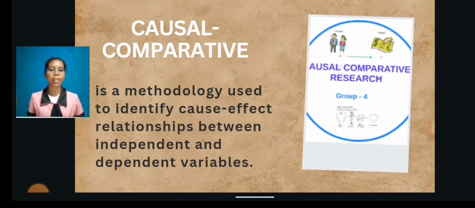It involves selecting two or more groups that differ in a particular variable of our interest, comparing them on another variable. Like it says here, two or more groups. So this is where we differentiate them. It attempts to determine the cause or consequences of differences that already exist between the individuals or among the group of individuals.